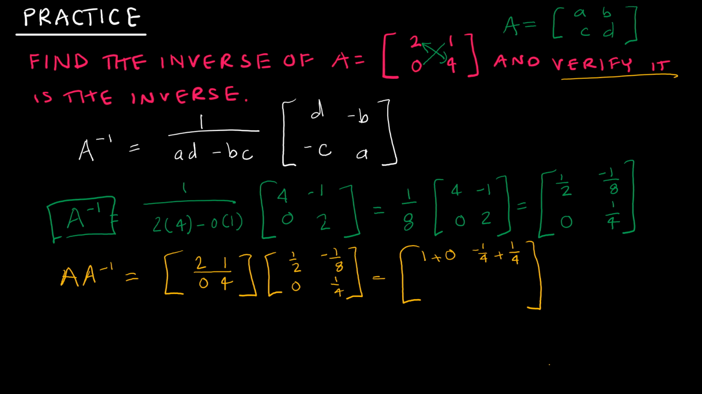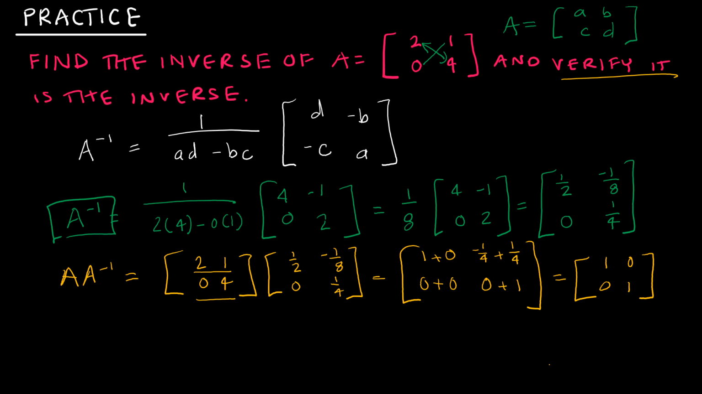And now I'm going to take my second row. So 0 plus 4 times 0, which is 0. And then 0 times 1/8 is 0. And 4 times 1/4 is 1. So what did I end up with? 1, 0, 0, 1, which is the identity matrix.